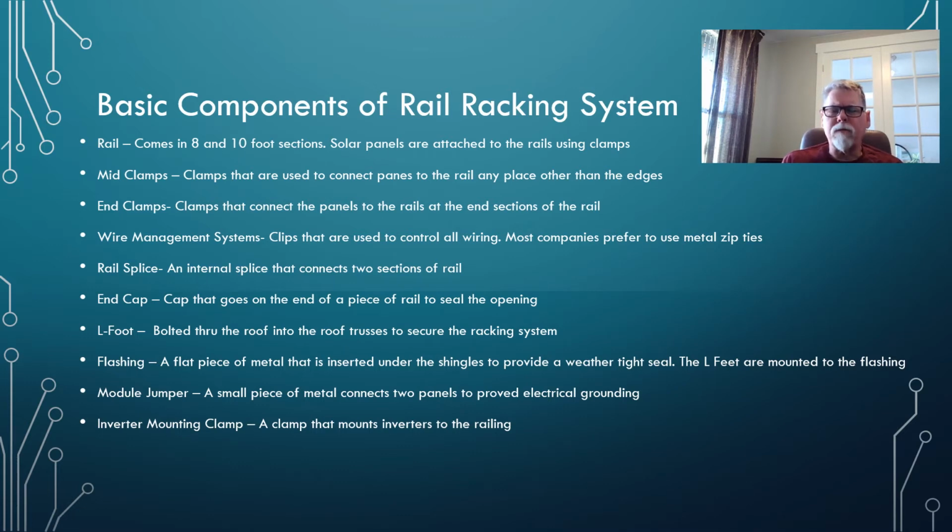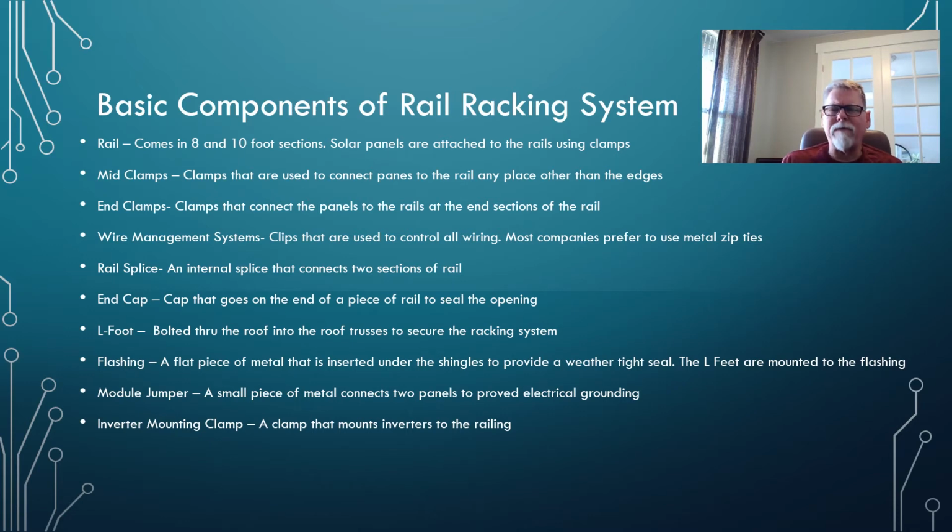Most rail systems come with some type of a splice. It's basically a small piece of rail that fits in between two rails and it's used to make a longer connection, a longer section of rail. There's really no limit to how many splices you can use in a solar system. It really depends on the size of the roof and how many sections of rails are needed in order to mount the panels to a roof.